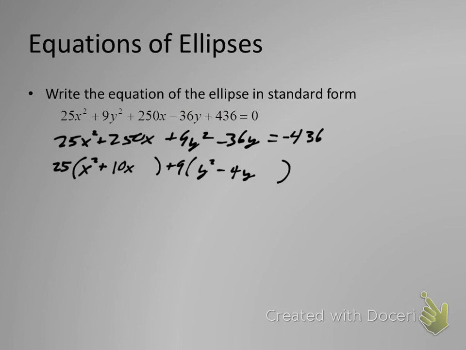Leave some space. Equals a negative 436. Okay? Now, here's what I do on ellipses more so than anything else. I don't do this when I complete the square for vertex form. I don't do it for circles, but I do it for ellipses and I do it for hyperbolas. And I can do this and make it look really pretty because I have all these different colors. If you want to use colored pens and you like this idea, do so.